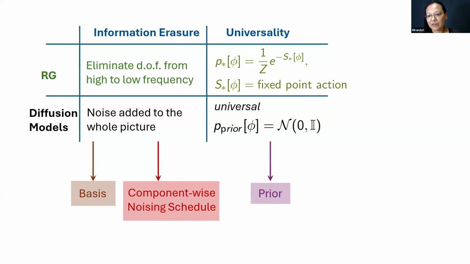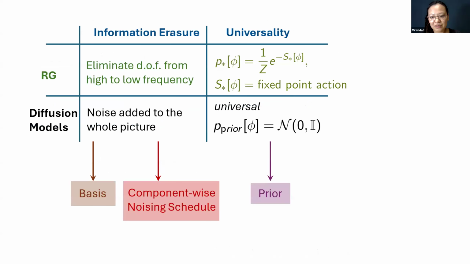And the third thing is, in RG, the final distribution is given by your fixed point action. So why do we always need to choose the isotropic Gaussian here? Are there other choices? Can other choices be better? For instance, you could choose the fixed point scalar field action, the free scalar action.